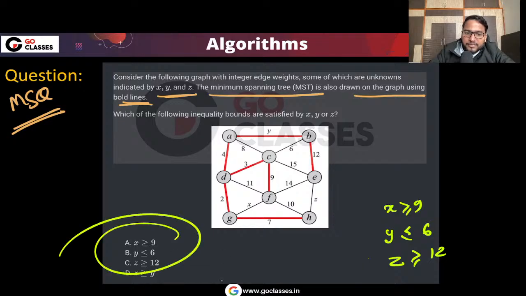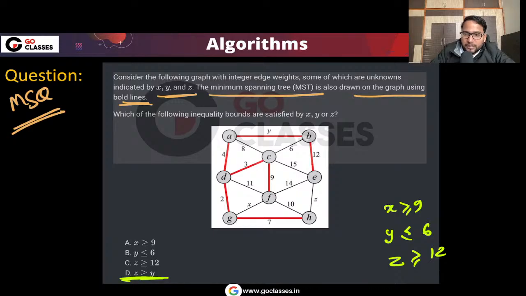Okay, so I think A, B, C are the answers. Z is greater than or equal to by. It is always lesser than 6. It is always greater than or equal to 12. So yeah, that is correct, right? That is correct. Is this understood?